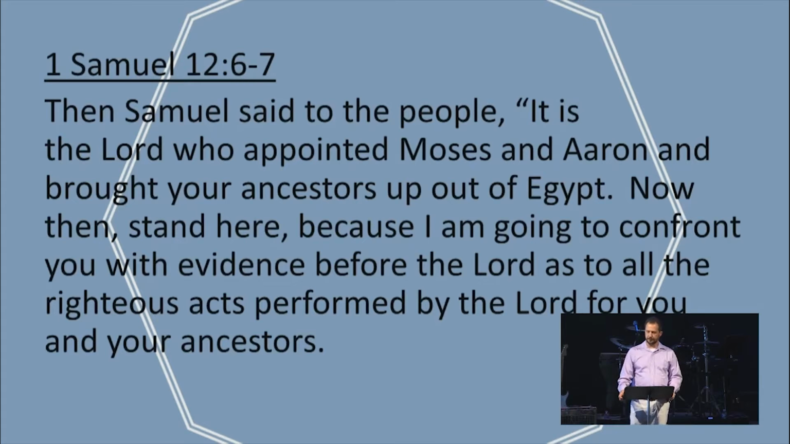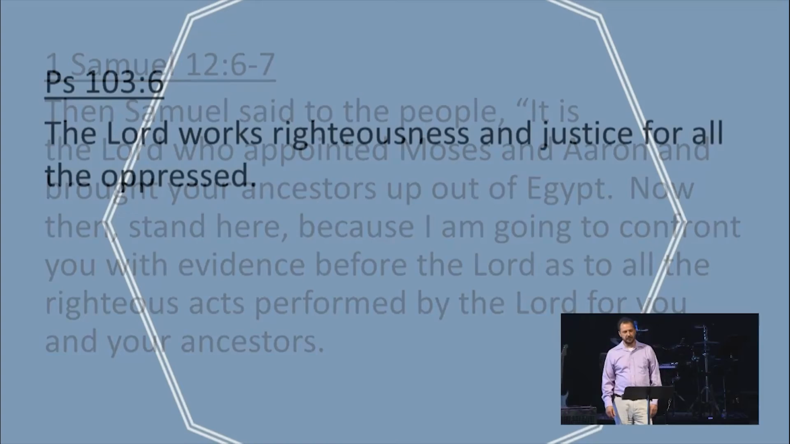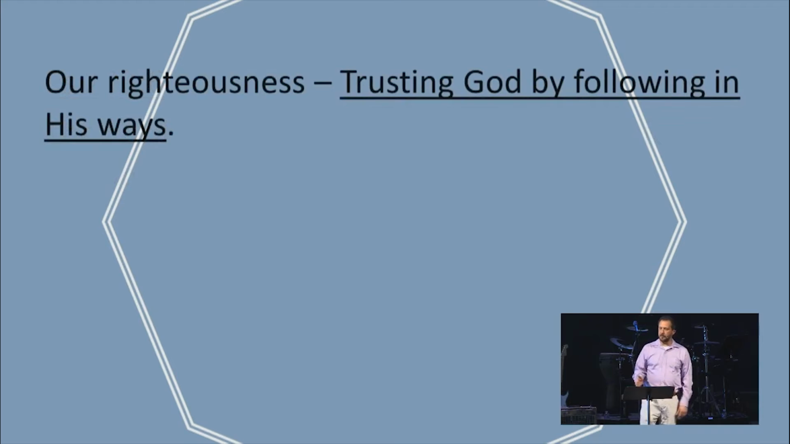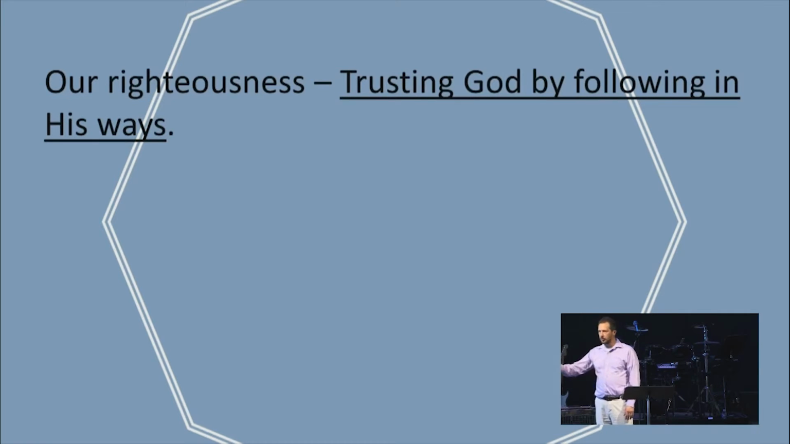It's a saving act. Psalm 103:6 says, "The Lord works righteousness and justice for all the oppressed." So when the Lord works on behalf of the oppressed, that's his righteousness. When God works saving acts on our behalf, the Bible describes that as God's righteousness. Now, our righteousness is simply trusting God by following his ways, which of course includes belief.